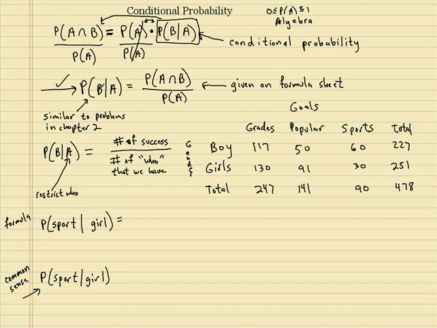B in this case is sports, and A in this case is being a girl. I'm just following this formula. This would be the probability you're sports and you're a girl, divided by the probability that you're a girl, which matches up with the bottom one. I'm not saying this is difficult, but it's a lot more difficult than what we did.